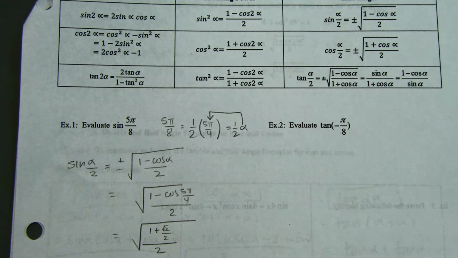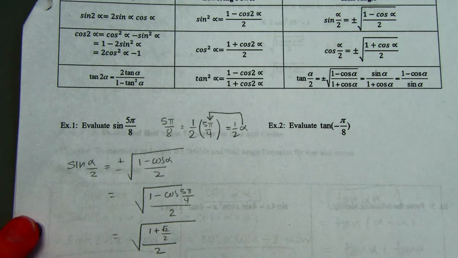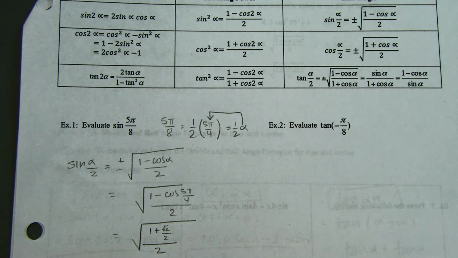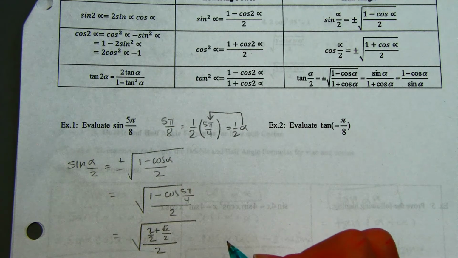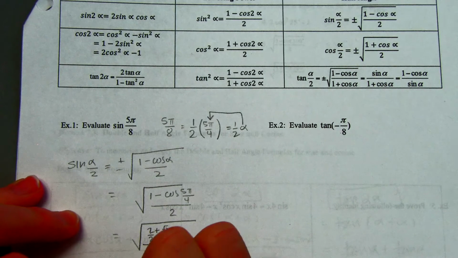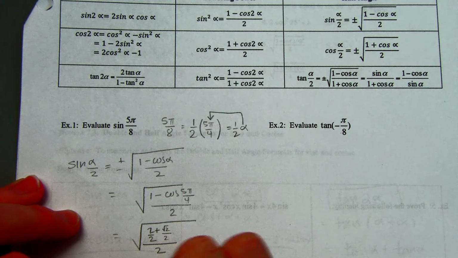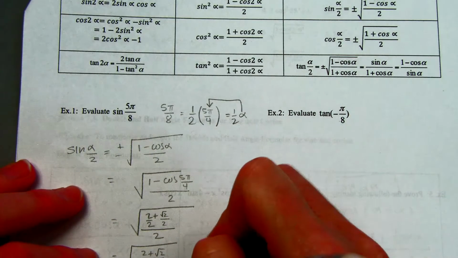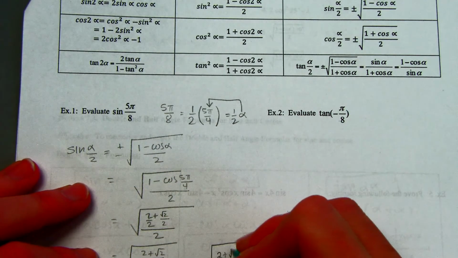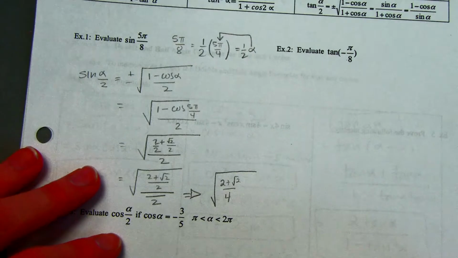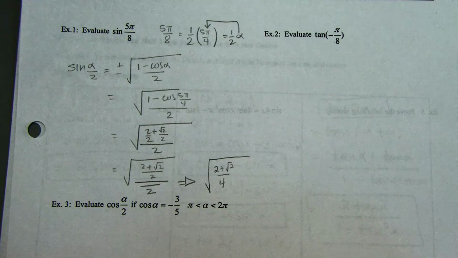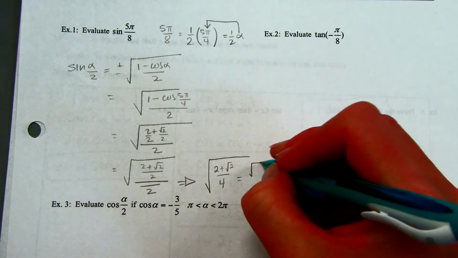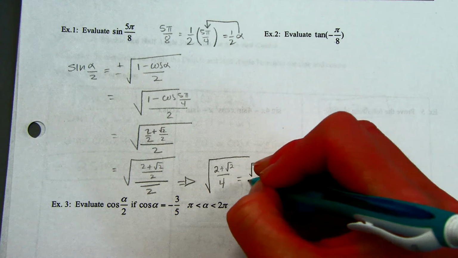Okay, that's gross. We just got to get a common denominator and stuff. So let's see, this is going to be 2 over 2. So we're going to get 2 plus root 2 all over 2, all over 2, which turns into 2 plus root 2 all over 4. Oh yeah, I'm sorry. And so then this becomes the square root of 2 plus root 2 all over 2.